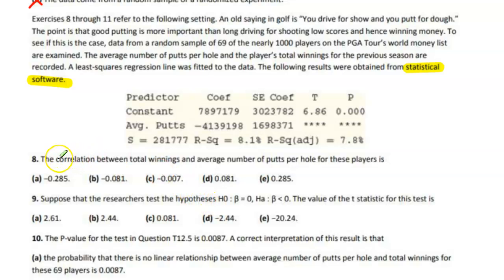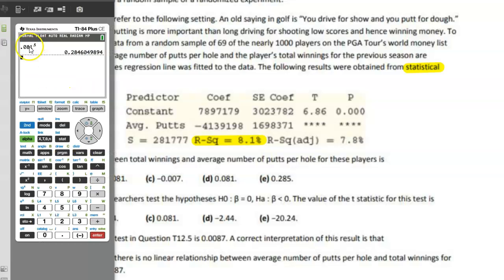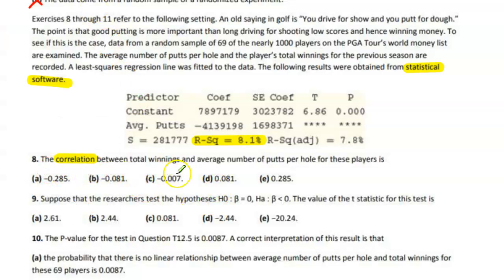The correlation, we know what that is. Correlation is the value of R. So we're looking at R squared, which is 8.1%, and we're trying to translate that into an R. And 0.081 to the half power is 0.28460. So looking for that here, 0.285, positive and negative.